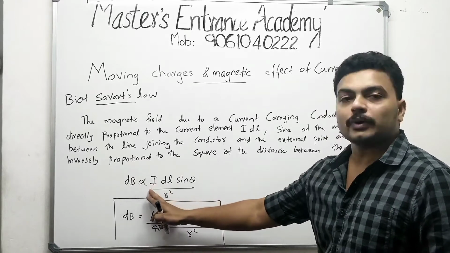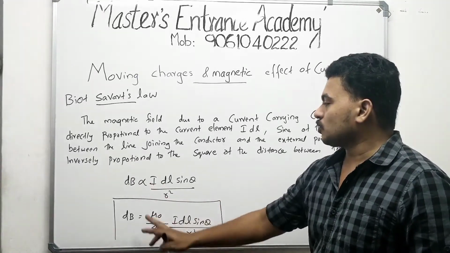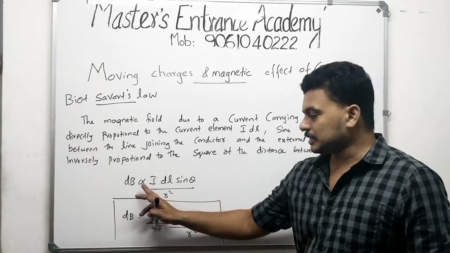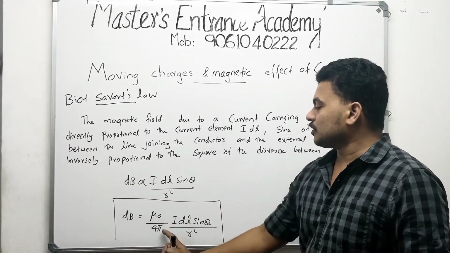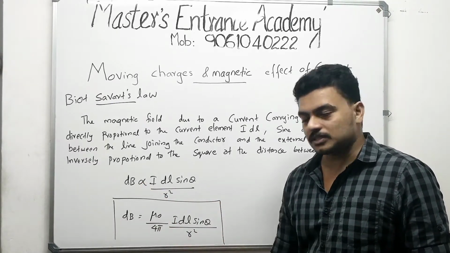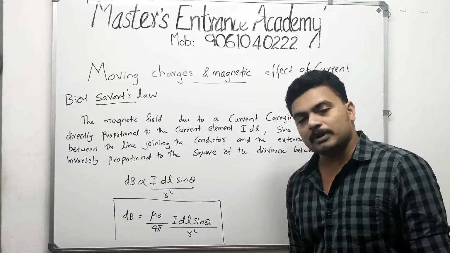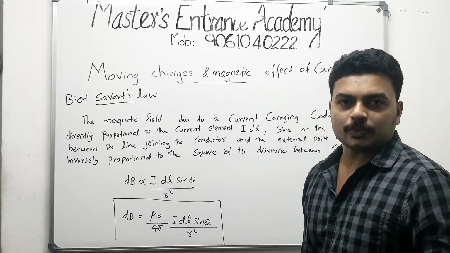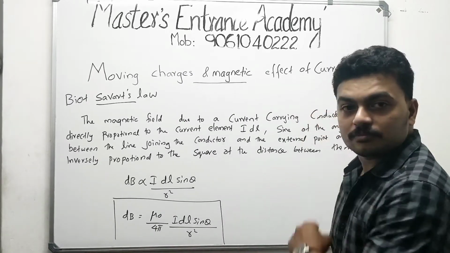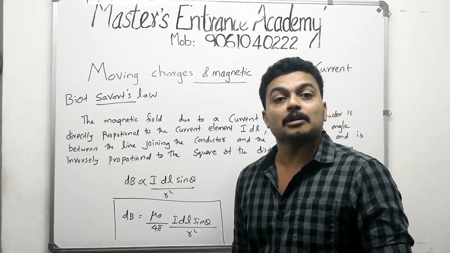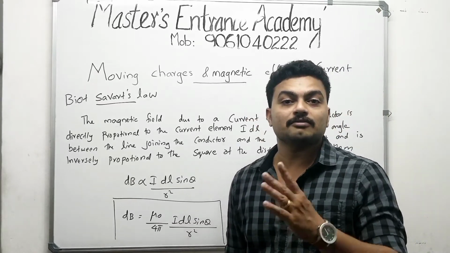So dB is proportional to I dl sin theta by r squared. In order to remove the proportionality sign, we introduce a constant, mu naught by 4 pi, and dB is equal to mu naught by 4 pi I dl sin theta by r squared. Okay, so what is this mu naught? This mu naught is the permeability of the free space.